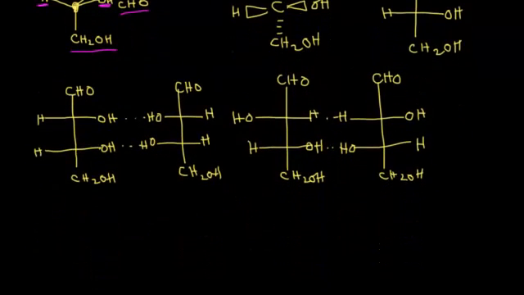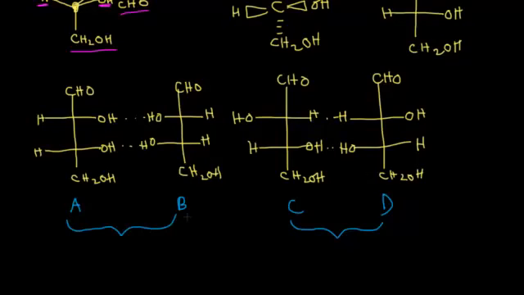And I'm going to go ahead and label them. I'm going to label this first one here stereoisomer A, stereoisomer B, stereoisomer C, and stereoisomer D. Well, C and D are mirror images of each other, so they are enantiomers of each other, right? So these are enantiomers. A and B are mirror images, so they are enantiomers to each other.